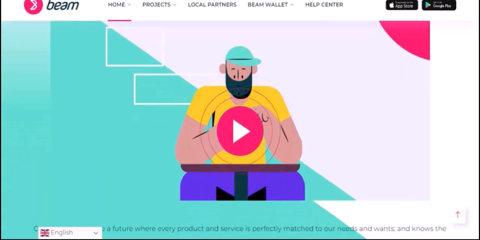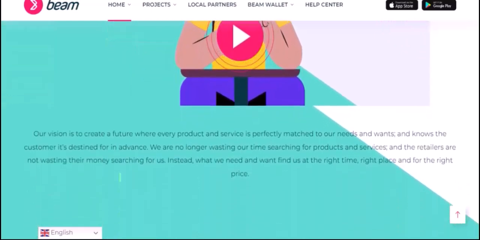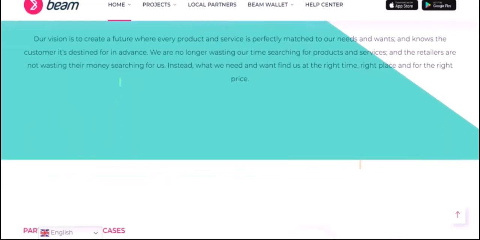Decentralized applications, dApps. Gaming. Beam can power in-game economies and provide privacy for player data. Supply chain management. Track goods and materials while ensuring data confidentiality. Voting systems. Enable secure and private voting in decentralized governance.